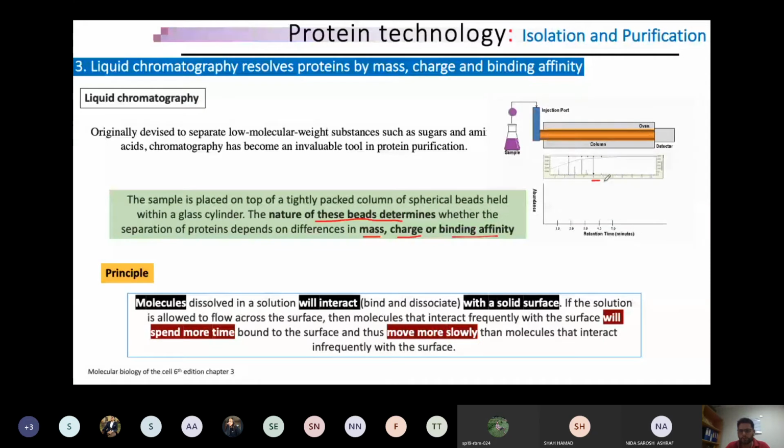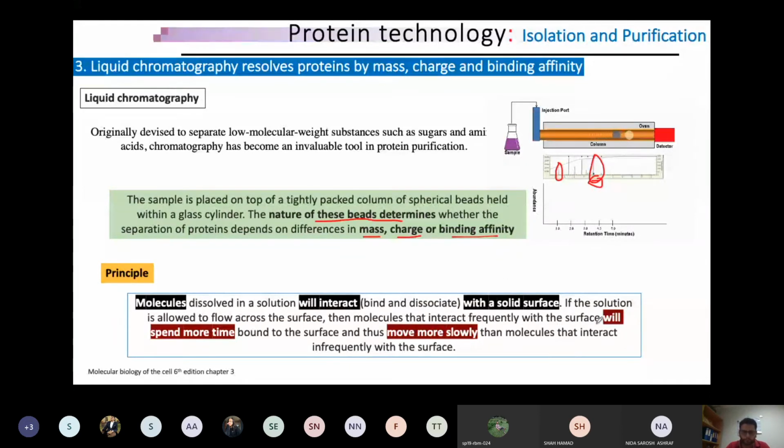वन बाय वन। So this peak which is present at the end, for example at this point, so this peak has the highest interaction with this column, so that is why it is coming at the end. On the other hand, this peak which is present in the beginning, they have the least interaction with this column, so that is why it is appearing quickly.